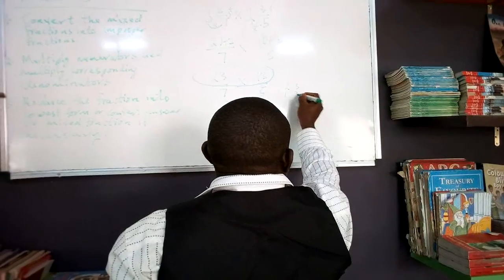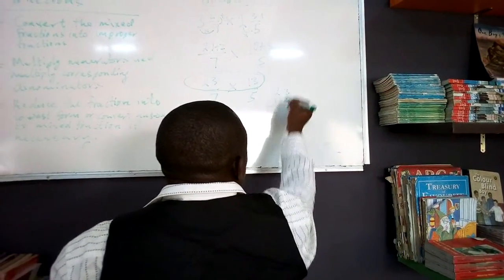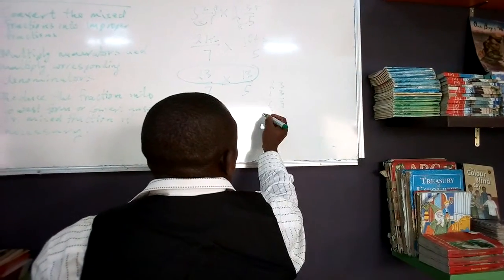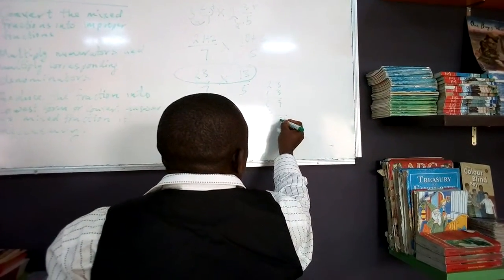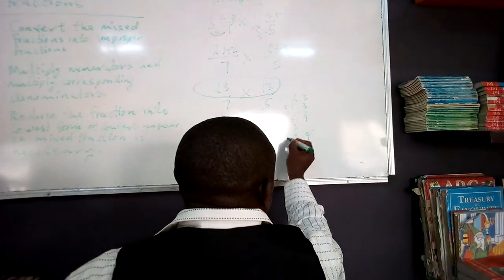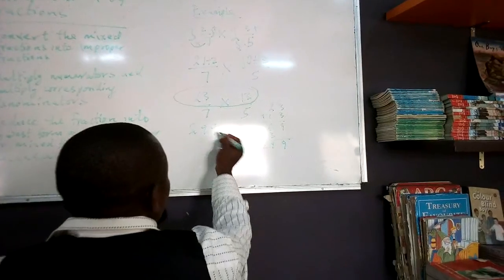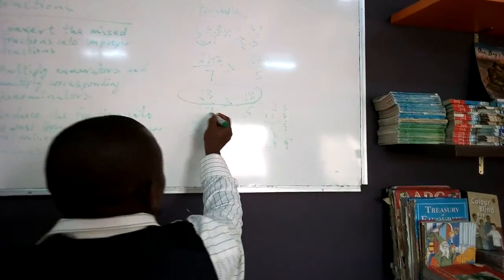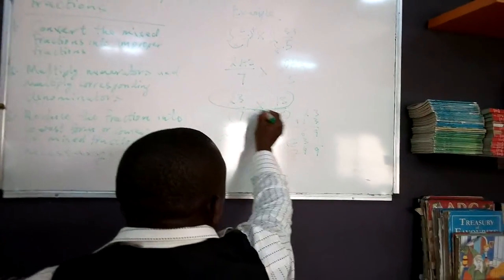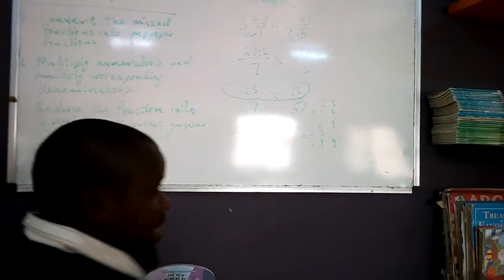23 times 13. You have 3 times 3 is 9. 3 times 2 is 6. You have 1 times 3, you have 3. 1 times 2, you have 2. So that you have 299. Then for the denominators, we are going to multiply them. That's 7 times 5. That will give us 35.